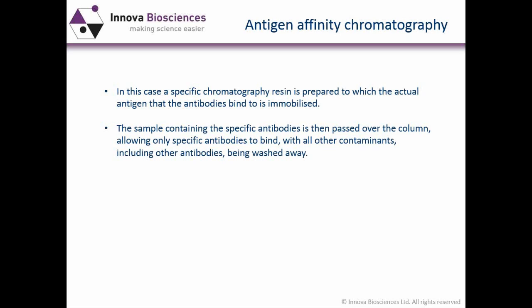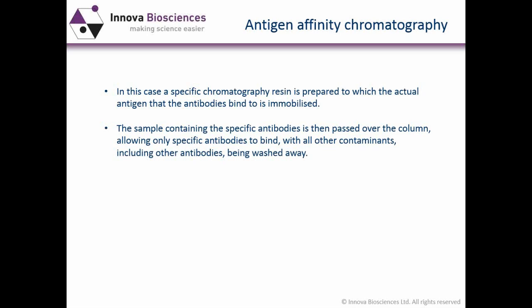You then add your source of antibodies, which may be a polyclonal serum, for example, to that column, and only the antibodies that are specific to that antigen will bind to the column. All other contaminants, and that includes any other antibodies that are present, will be washed away. I'll come back to that a little bit later because it's important to recognize the difference between antigen affinity chromatography and protein A and protein G chromatography.